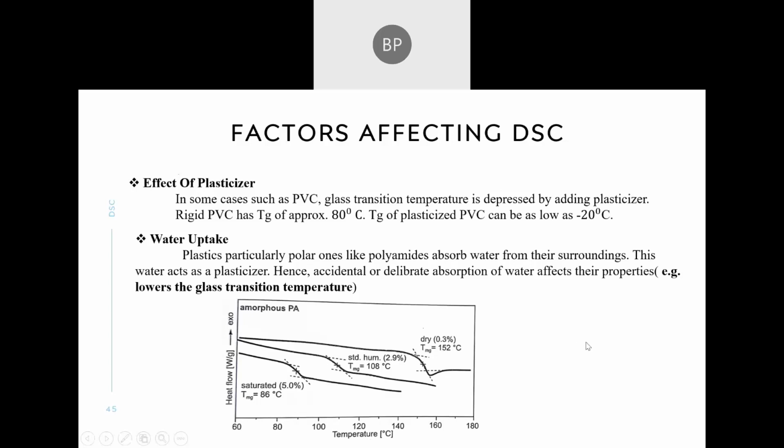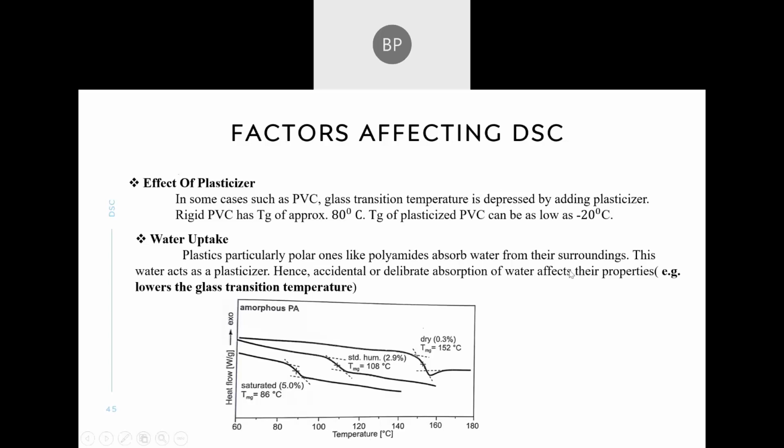Next, one of the most important factors is the effect of plasticizers. As you know, in many plastics, to improve their properties, we add some plasticizers, but these plasticizers also affect the DSC curves. In most cases, like PVC, rigid PVC has a glass transition temperature of approximately 80 degrees Celsius. But after adding plasticizers, the plasticized PVC's glass transition temperature can decrease to minus 20 degrees Celsius. So we need to make sure about whatever sample we are taking.